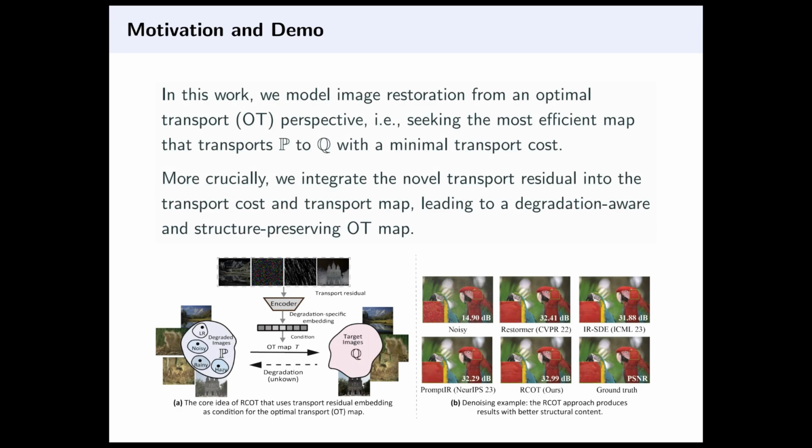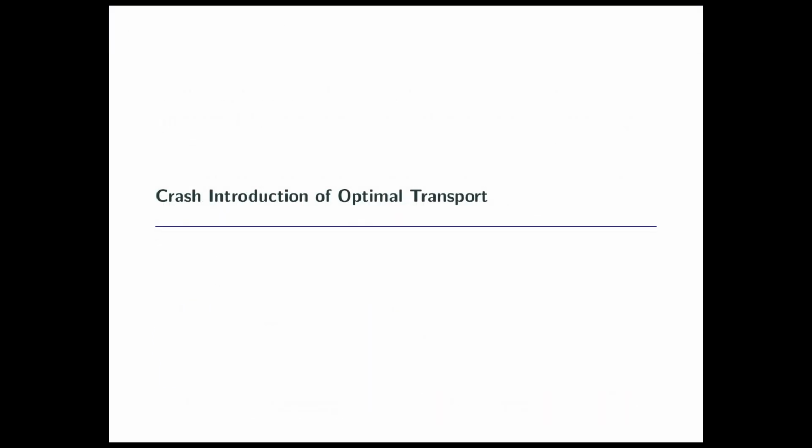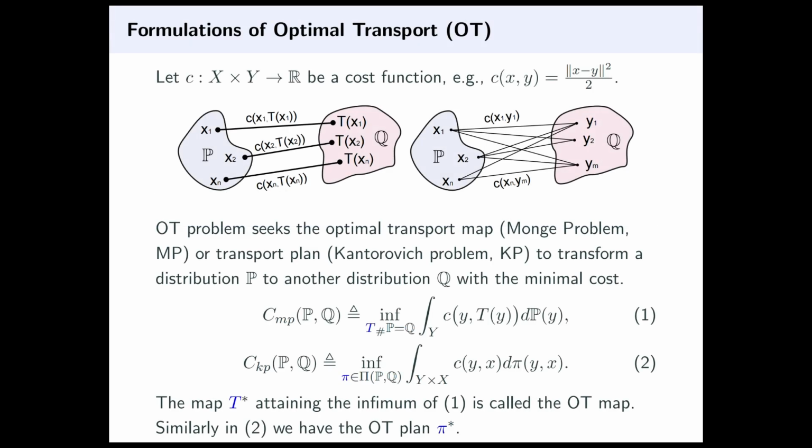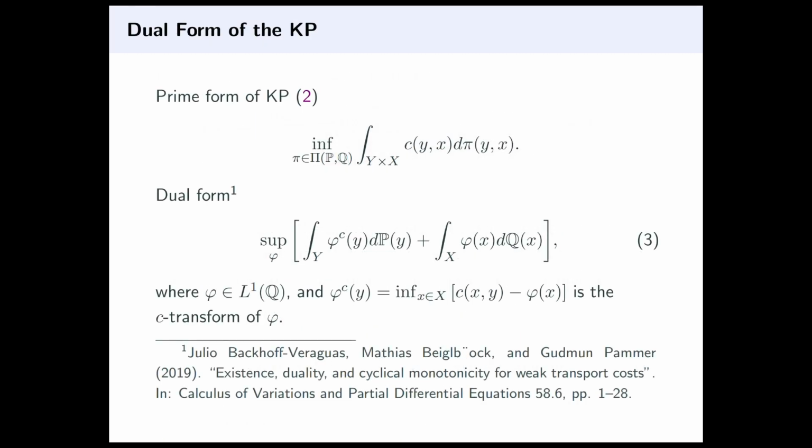So, here's a crash introduction to optimal transport theory. The OT problem seeks the optimal transport map or transport plan to transform a distribution P to another distribution Q with minimal cost. The map T star attaining the infimum of equation 1 is called the OT map. Similarly, in equation 2, we have the OT plan pi star. The Kantorovich problem has the following dual form, which often leads us to a more manageable approach.